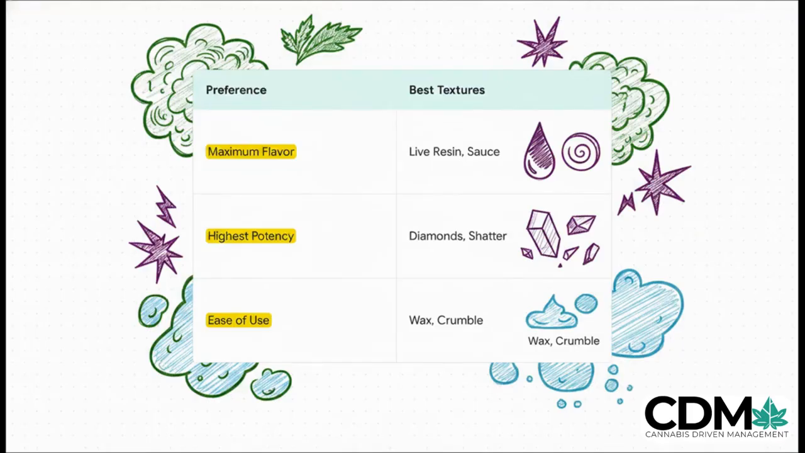You know, it really just boils down to what you're looking for in the experience. Are you all about chasing flavor? Then you're going to want to look at live resin or sauce because they're packed with terpenes. Or maybe you're looking for the highest potency. In that case, diamonds and shatter are going to be your go-to. And if you're just starting out or you want something that's super easy to handle, the soft texture of wax or the easy-to-scoop crumble are fantastic places to start.